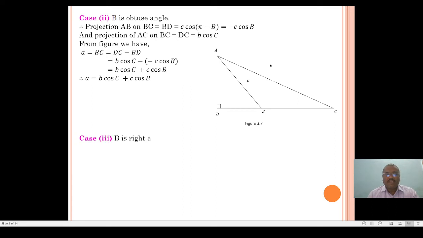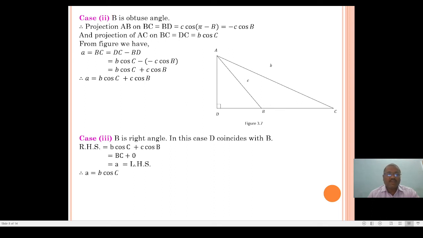And now case third, B is a right angle. In this case, D coincides with B. So b cos C plus c cos B. So b cos C equals BC, but c cos B equals 0, which is equal to a, and therefore a equals b cos C plus c cos B.